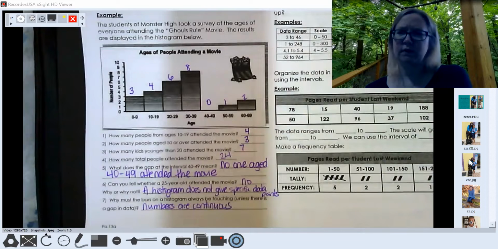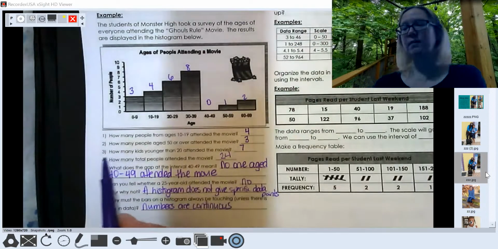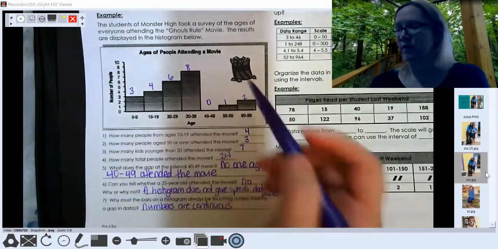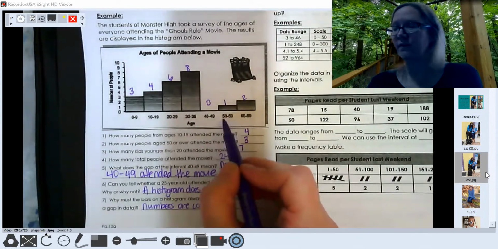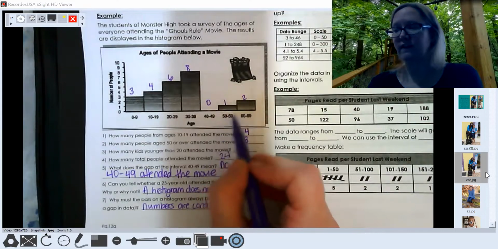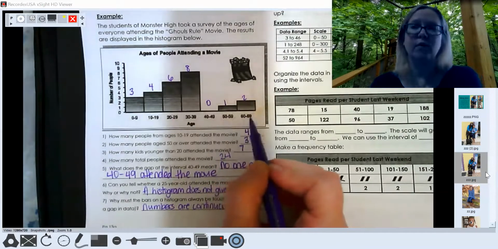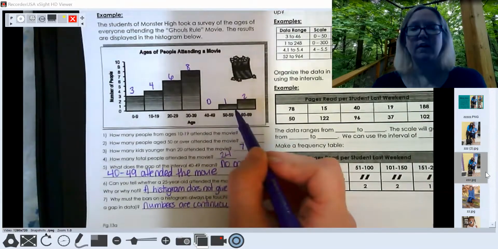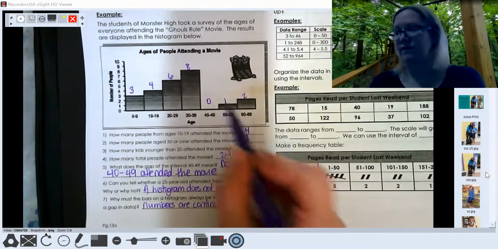Sometimes people get confused. When it says on number 2, how many people are age 50 or over? When I find 50 up here on the histogram, that's right here, okay? But 50 or over is not just this bar, it's also these people too, because 60 to 69 is also older than 50. So I would include all of those people. That's how we get 3 for the total number of people aged 50 or over.